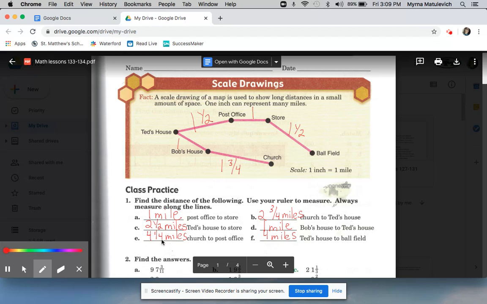So this is what you should have gotten, because from church to the post office is 1 3/4 plus 1 1/2 is 4 1/4 miles. From church to Ted's house is 1 3/4 plus 1 is 2 3/4 miles. From Bob's house to Ted's house is 1 mile. And from Ted's house to the ball field, here all the way to here, is 1.5 plus 1 plus 1.5 is 4 miles.